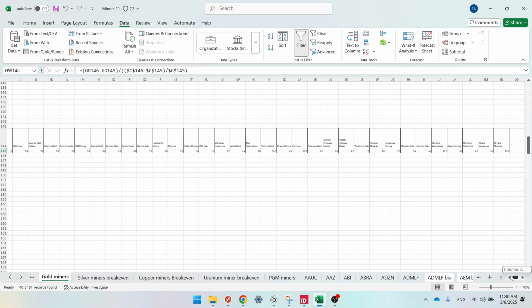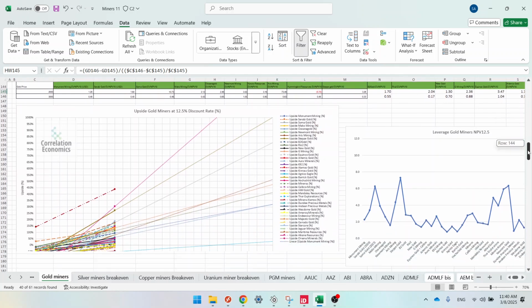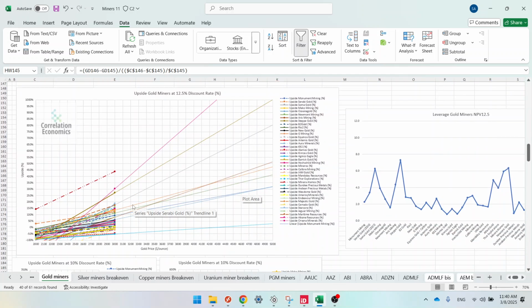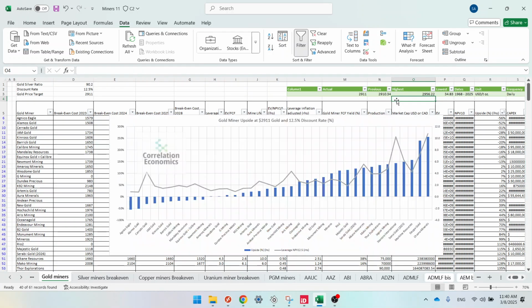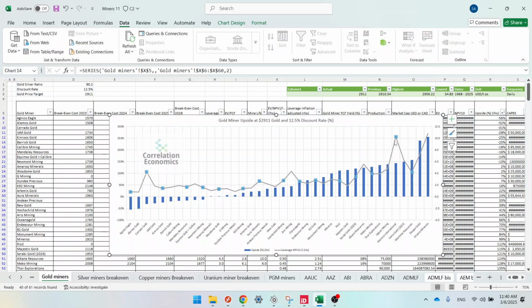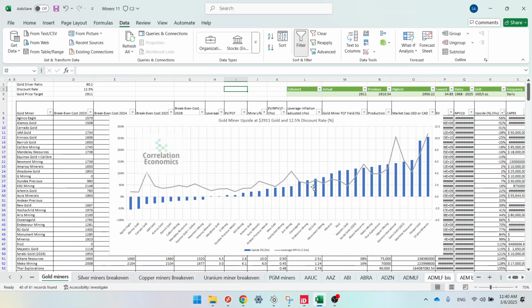3.4 times leverage. Let's look at this chart. This is Sarabi Gold. Yes, it looks like 3.4, so less leverage than Soma Gold, which has 6.8 times leverage. This one is Orvana Minerals, has even more leverage. Okay, so now I have added these numbers to this upside chart. So this is the leverage at 12.5% discount rate. And I think this is a more complete definition of leverage. Let's see what happens with 10%.